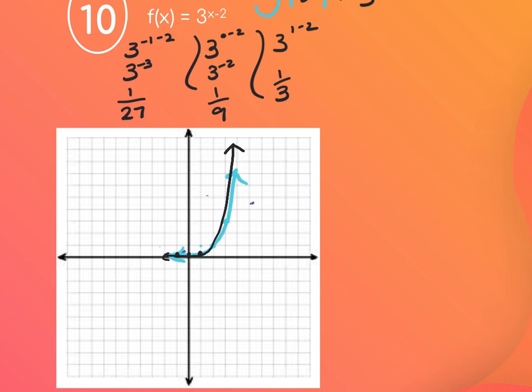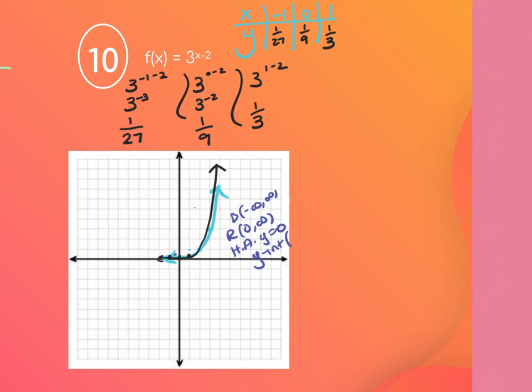So domain, still negative infinity to positive infinity. Range, this time is still 0 to positive infinity because there's no vertical shift. Horizontal asymptote is still at 0 because there's no vertical shift. My y-intercept this time shifted. It's 0 and 1/9.